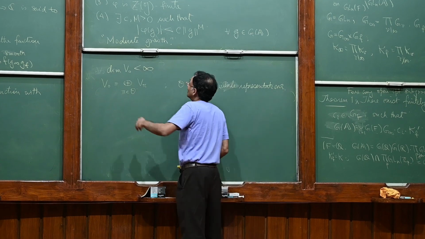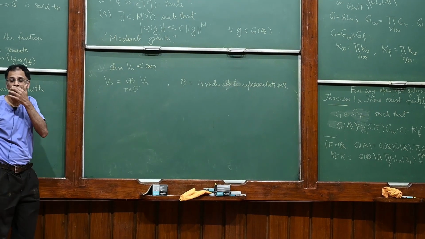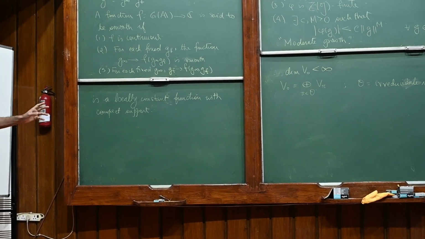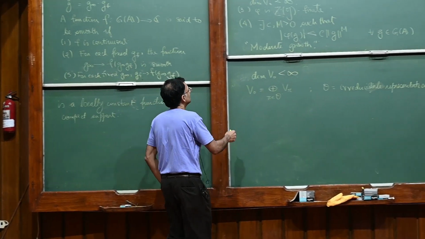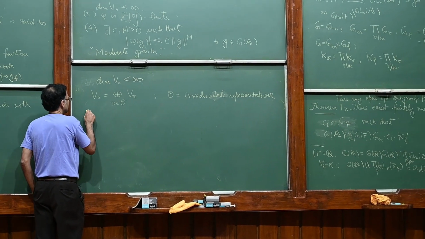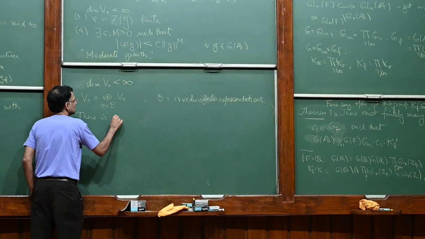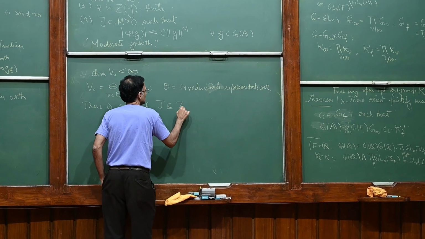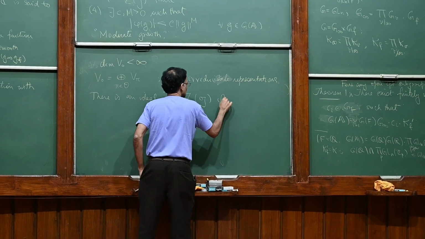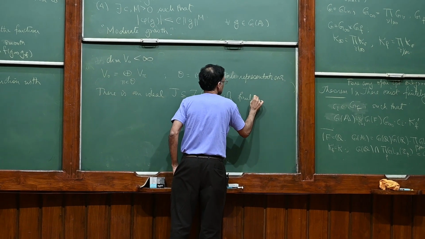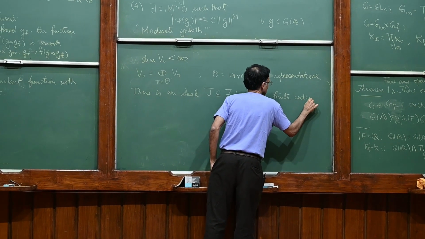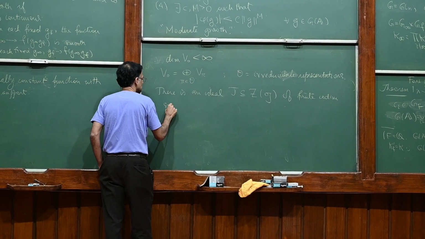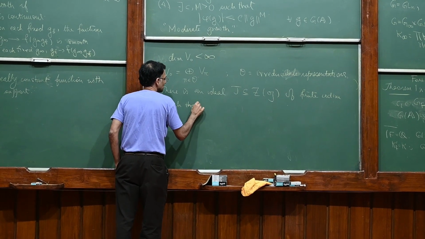Okay. And because it is Z_G-finite, it must of course be annihilated by an ideal of finite codimension in Z_G. So there will be some ideal. Let's call it J, of finite codimension, that annihilates phi, such that J phi is 0.